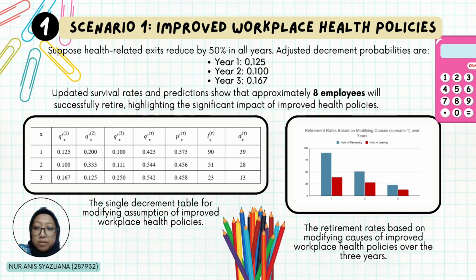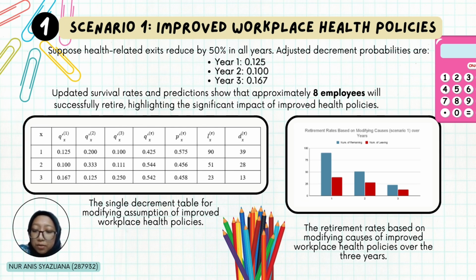Okay, next, from the question, we get LX tau for year 1 is 90. So, to calculate the DX tau for year 1, we multiply LX tau for year 1 with QX prime tau for year 1. So, 90 times 0.425, we get 39. To get LX tau for year 2, we subtract 39 from 90, we get 51.